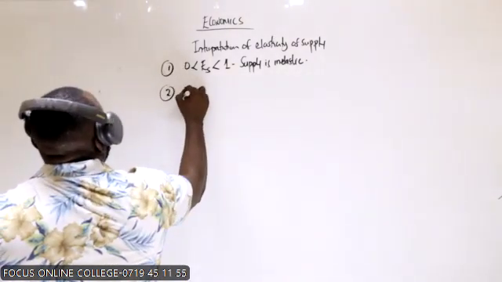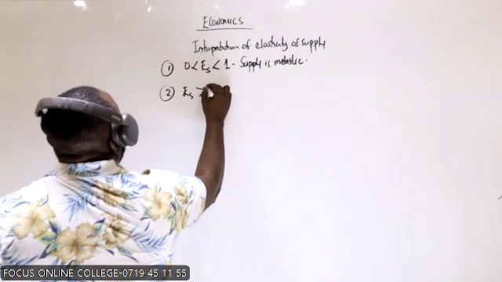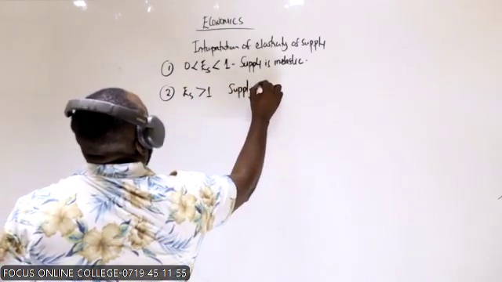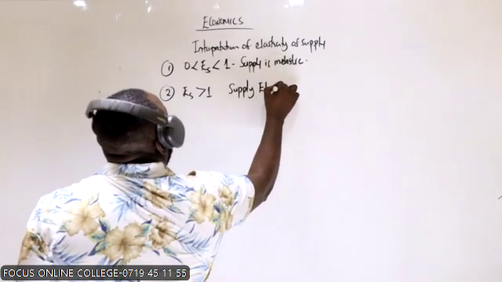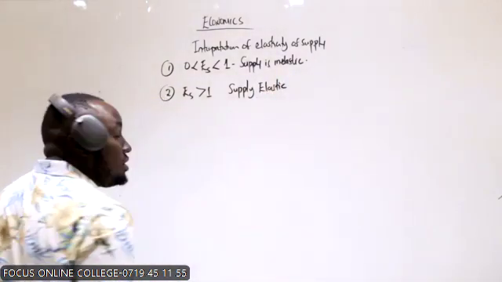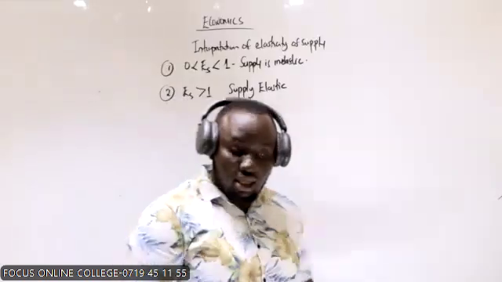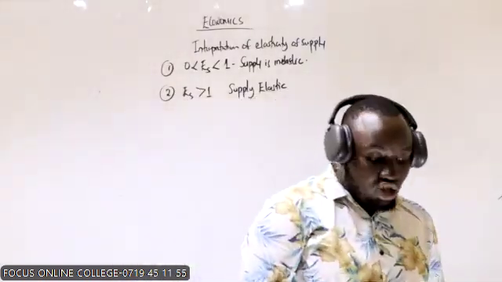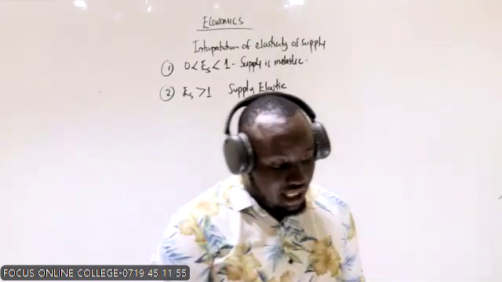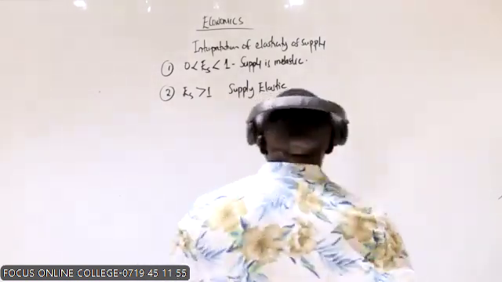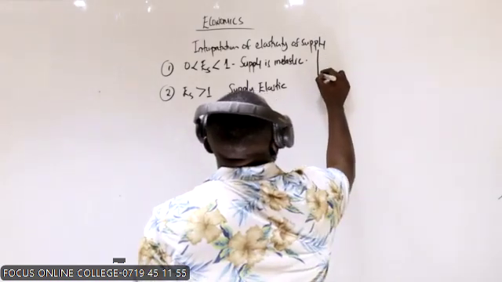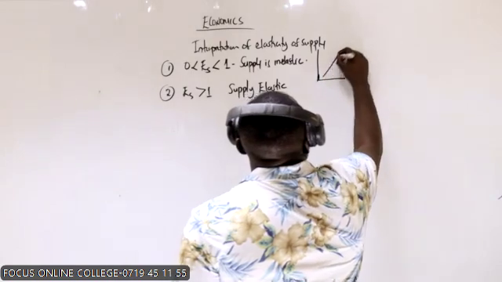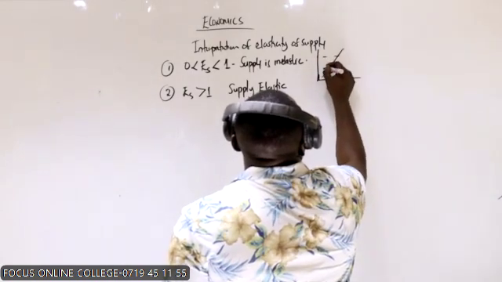Number two, we have elasticity of supply greater than one. We say supply is elastic. In this scenario, supply is elastic. Together, team, we can draw them. We can basically have a drawing beside them. So we can have this, and we have that.